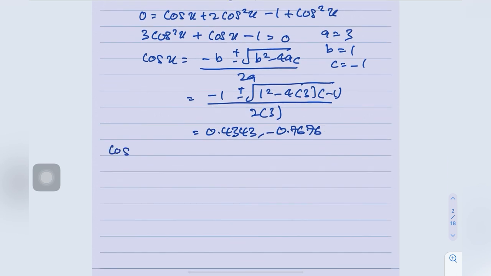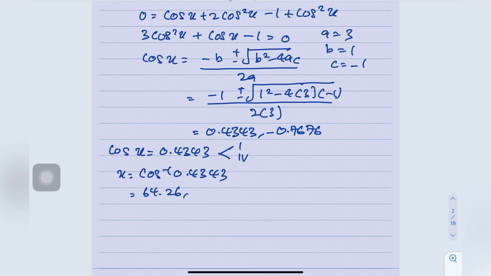Okay, cos x equals 0.4343. Okay, positive. Cos is positive in quadrant 1 and quadrant 4. Okay, so x equals shift cos 0.4343, which equals 64.26 in quadrant 1, and in quadrant 4, 360 minus 64.26, which equals 295.74.